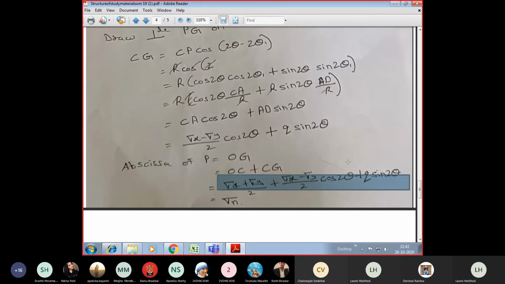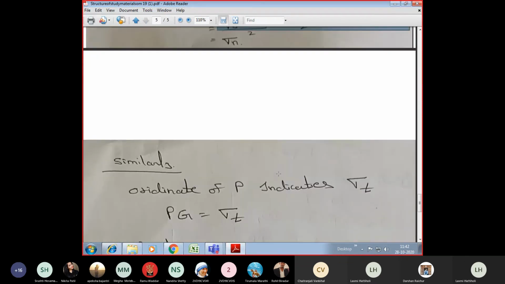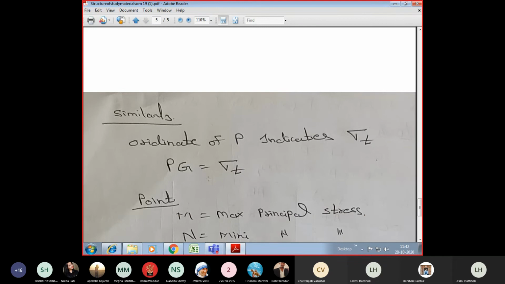So from this I can say that by using the graph, the coordinates of P represent normal stress and tangential stress. Now I have proved it here. So in your particular graph, if we take an angle 2 theta on the OG side, then that represents the coordinates, that is sigma n and sigma t, normal stress and tangential stress. So this I have proved it here. In a similar way, you can also prove sigma t. So instead of proving, I have written it directly. So in a similar way, the ordinate of P indicates sigma t, that is PG is equal to sigma t.